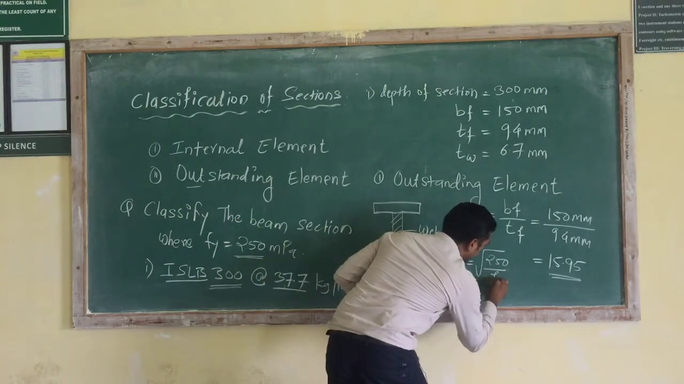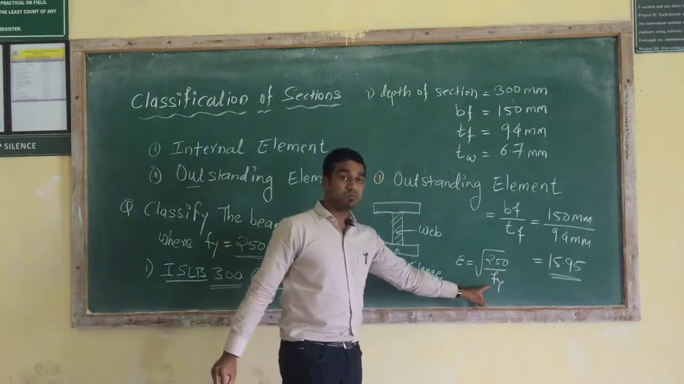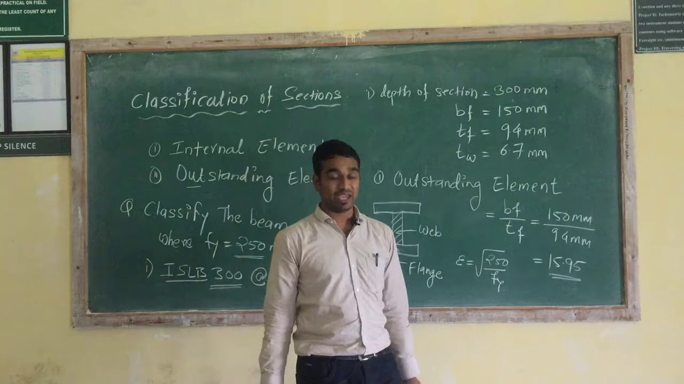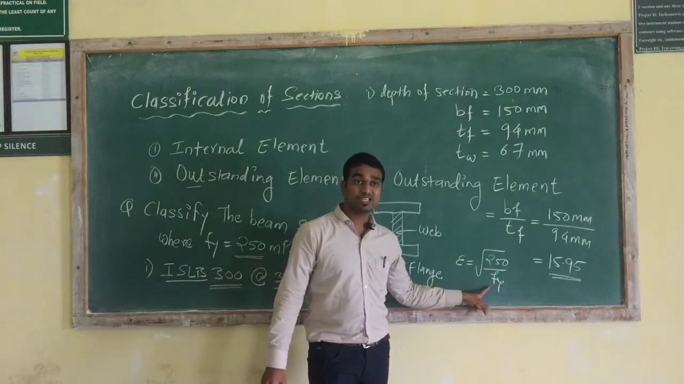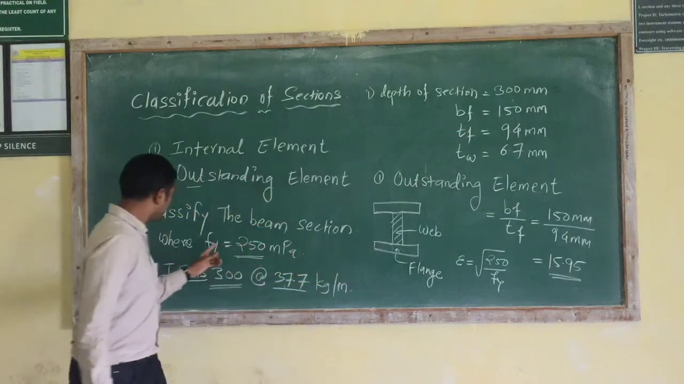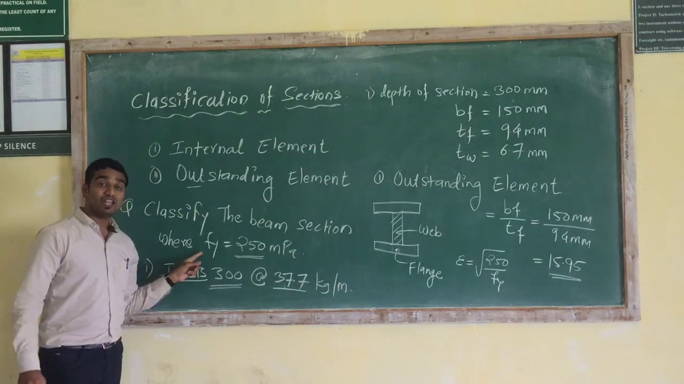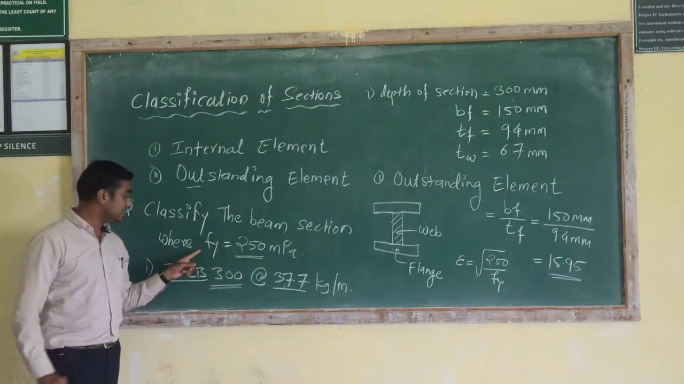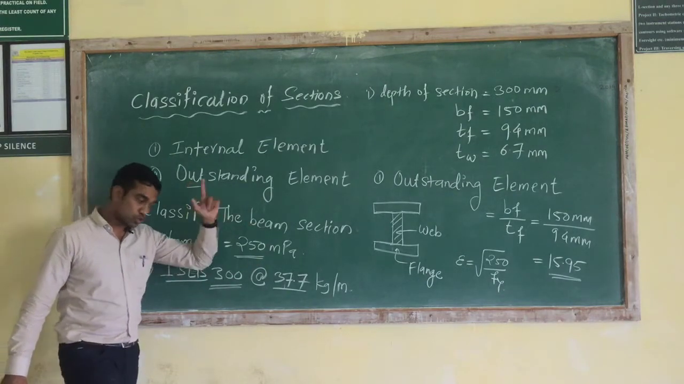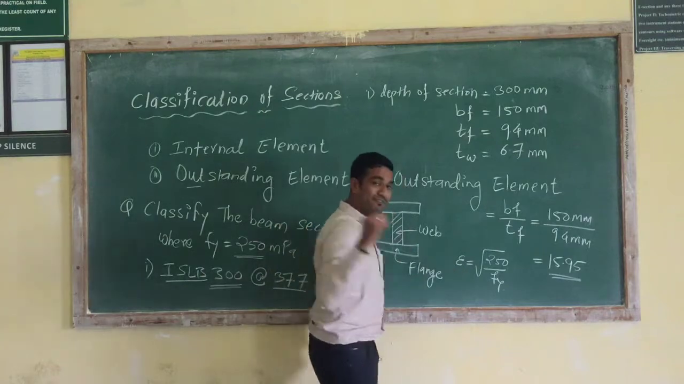250 divided by Fy. What is meant by Fy? Fy is the yield stress of steel, and it is given in the problem. The value of Fy is always given in the problem. The value of Fy is 250 MPa. So you can get the value of epsilon very easily.